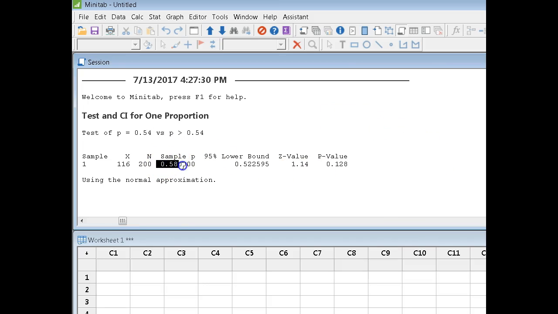Now, yeah, student debt has increased according to my sample. It's 58%. 58, yeah, is bigger than 54. But from a statistical point of view, that change is not significantly large enough for me to say that there was a real change. So my conclusion is there's been no real change since the year 2000.